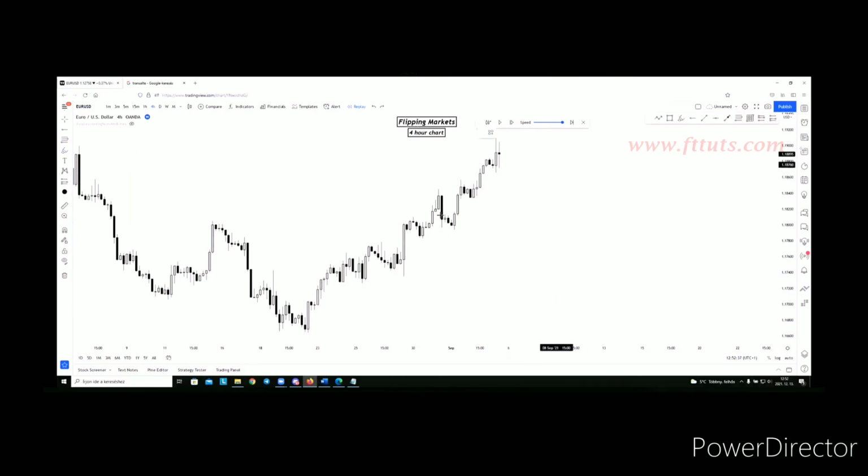Okay, as you can see, we are on the 4-hour chart again, and price is in a clear bullish trend because it's creating breaks of structure to the upside and forming a series of higher highs and higher lows. So this is a clear bullish trend.